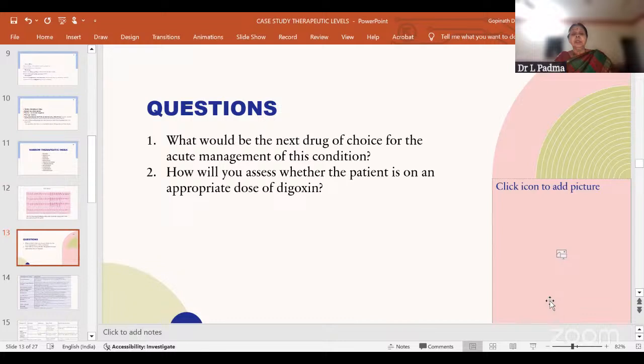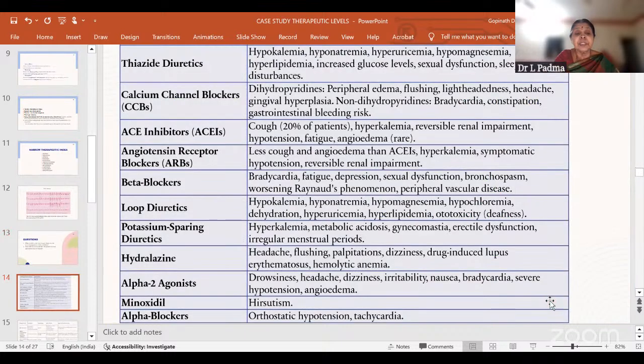So the main question posed with this problem is, what is the next drug of choice for the acute management of this condition, and how will you assess whether the patient is on an appropriate dose of digoxin? Before that, we will just rush through these drugs, so that we know the main side effects, so that we can try to avoid them and see that the patient is clinically normal, not going for any unwanted investigations.